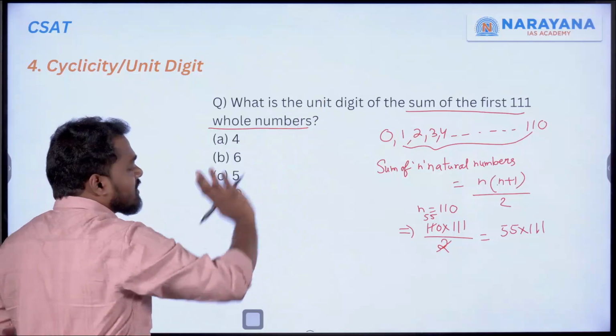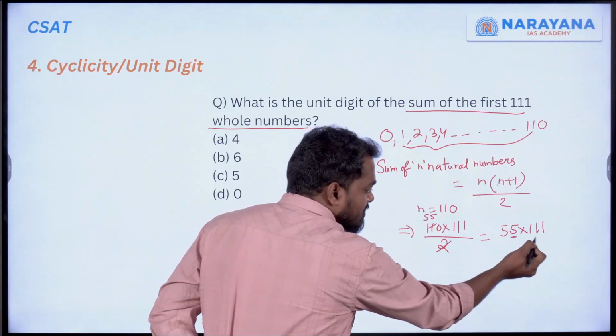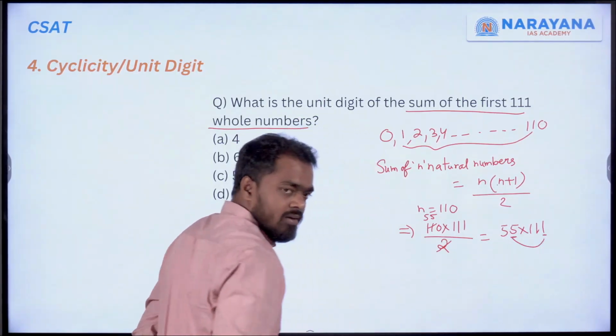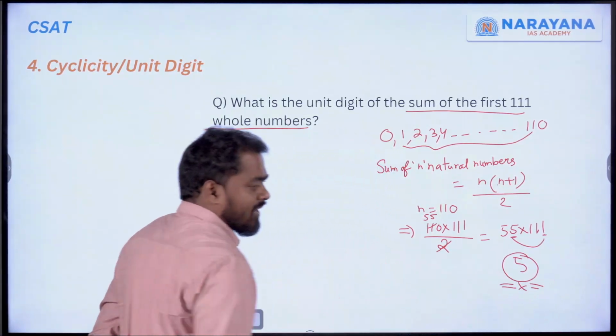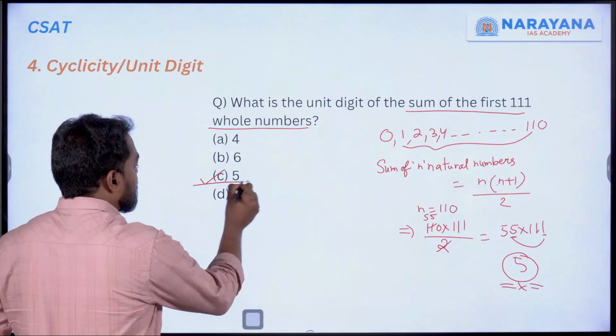Now they are asking what is the unit digit. So multiply these unit digits. 5 into 1, 5. So your unit digit will be 5. Answer option C.